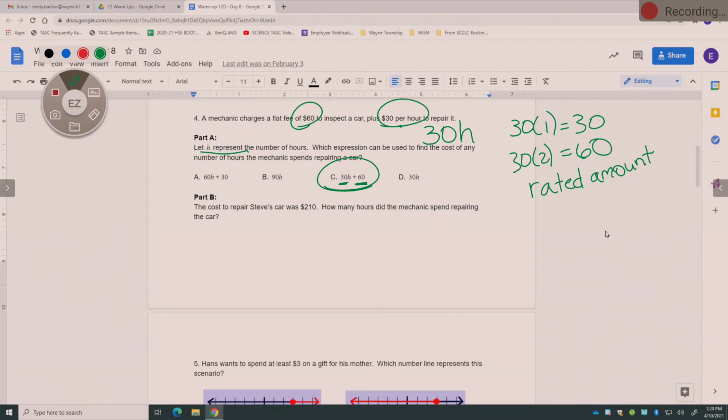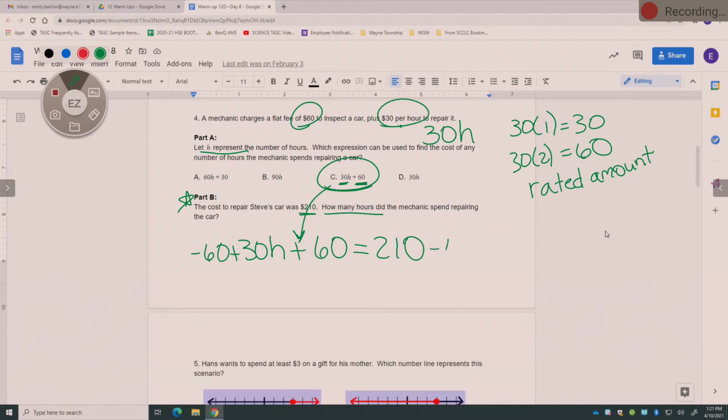There's my 30 per hour, and there's my one-time fee. The cost to repair Steve's car, we're in Part B now, was $210. How many hours did the mechanic spend repairing the car? So we can make this expression into an equation. 30H plus 60 equals my total cost, 210. And then I'm just solving for H. So the first thing I want to do, I've got a positive 60 that I want to cancel out.